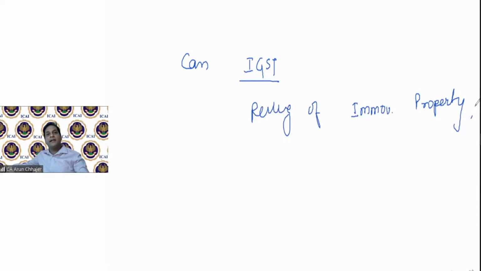Let's say all parties are in India. The supplier is also in India. Let's say I am from Rajasthan, the property is in Delhi, and you are in, let's say, Maharashtra. You have taken the property in Delhi. Can I charge IGST, or do I have to take registration in Delhi and charge C plus S?